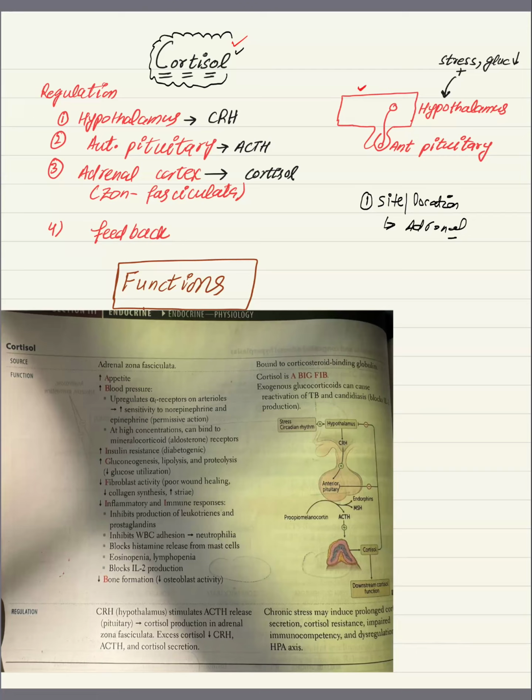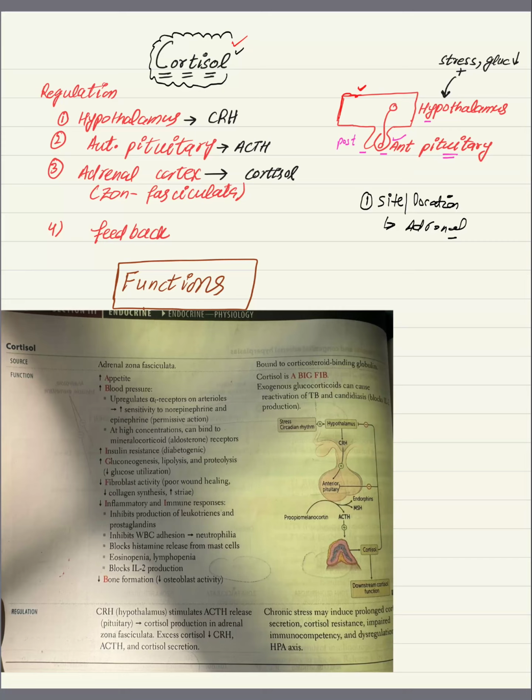You can see the structure of the hypothalamus, and below the hypothalamus we have the pituitary gland, and the pituitary gland has two parts: one is anterior and the second one is posterior. Please remember, cortisol is not produced from the anterior pituitary, posterior pituitary, or hypothalamus. Basically, the signals come here, those signals go to the adrenal gland, and then the adrenal gland starts producing cortisol.